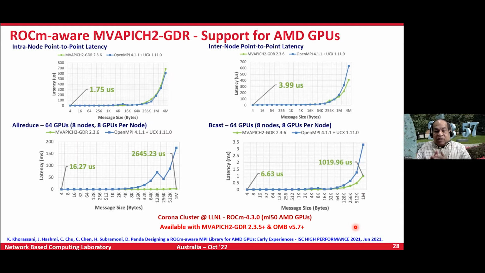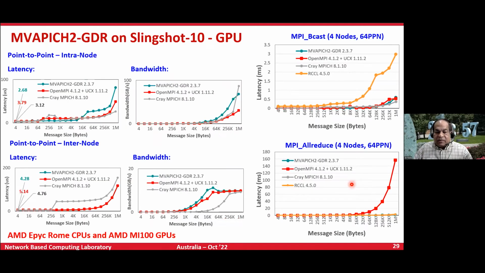We have been providing support also for AMD GPUs for the last several years, together with the HIPification process. So here you will see this is running on the Lawrence Livermore National Labs Corona cluster, compared to MVAPICH2-GDR and Open MPI. We are comparing, and as you can see, for some of the collectives, we are able to do far better compared to the other libraries.